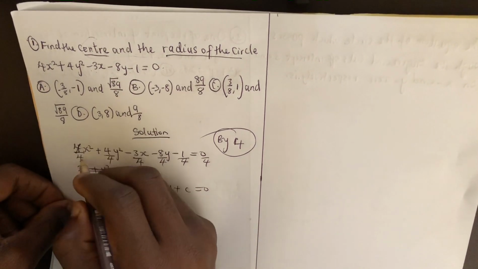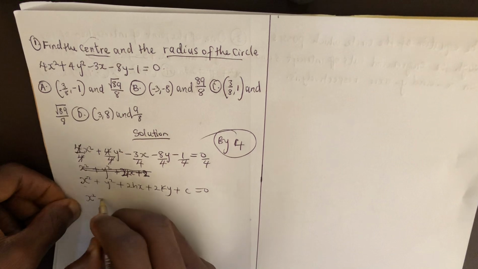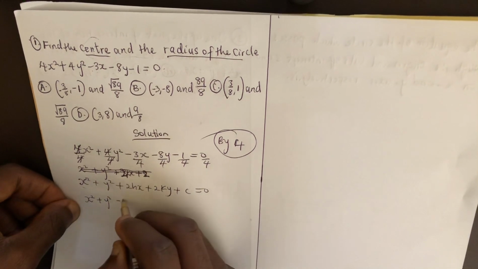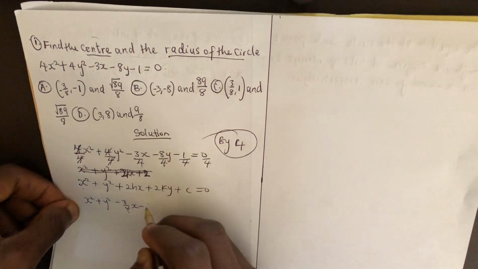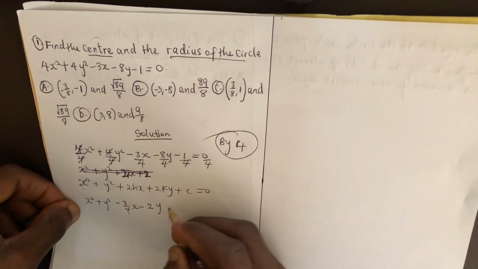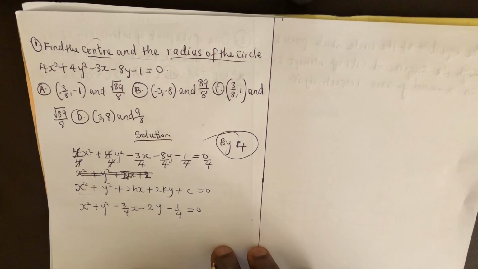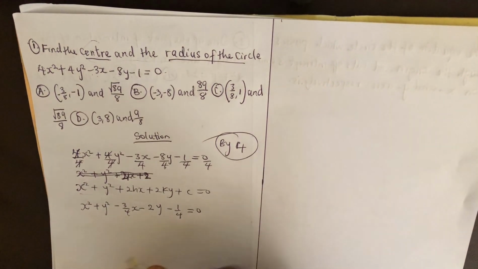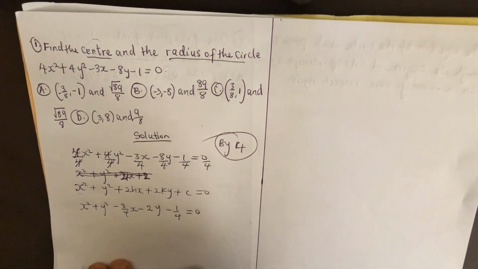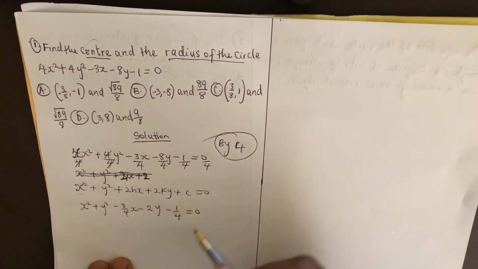So if you divide all through by 4, 4 we cancel 4, 4 we cancel 4, so we can now have x squared plus y squared minus 3 over 4 x minus 8 divided by 4 is 2, 2y minus 1 over 4 equals 0, right? Okay, now if that's the case, let's move on. So we've been able to divide all through by 4.